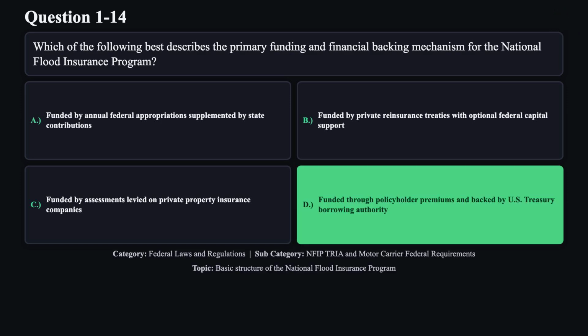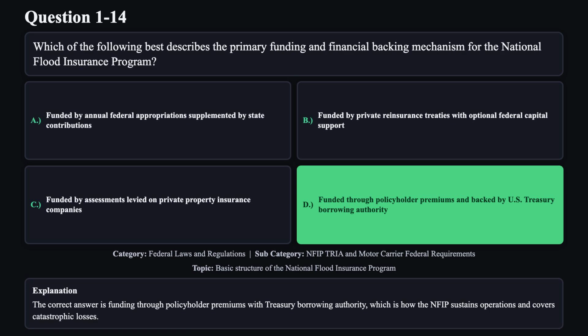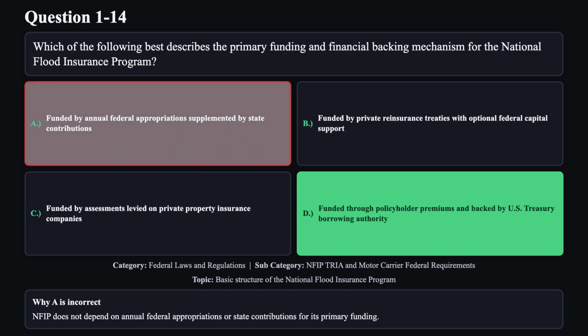The correct answer is D. The correct answer is funding through policyholder premiums with Treasury Borrowing Authority, which is how the NFIP sustains operations and covers catastrophic losses. Reason A is not correct. NFIP does not depend on annual federal appropriations or state contributions for its primary funding.